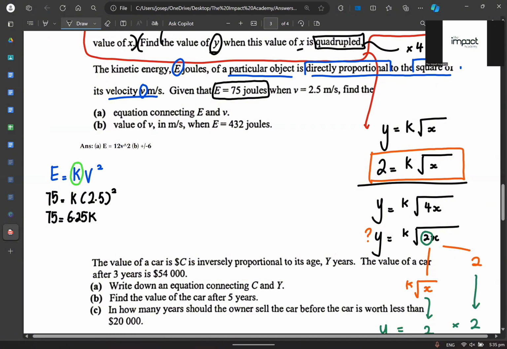Your job is to find the value of k. Right? So we got 6.25k is equals to 75. Agree so far? So then k becomes 75 divided by 6.25. Am I making sense or not making sense? So therefore k is actually equals to 12. Agree or disagree?